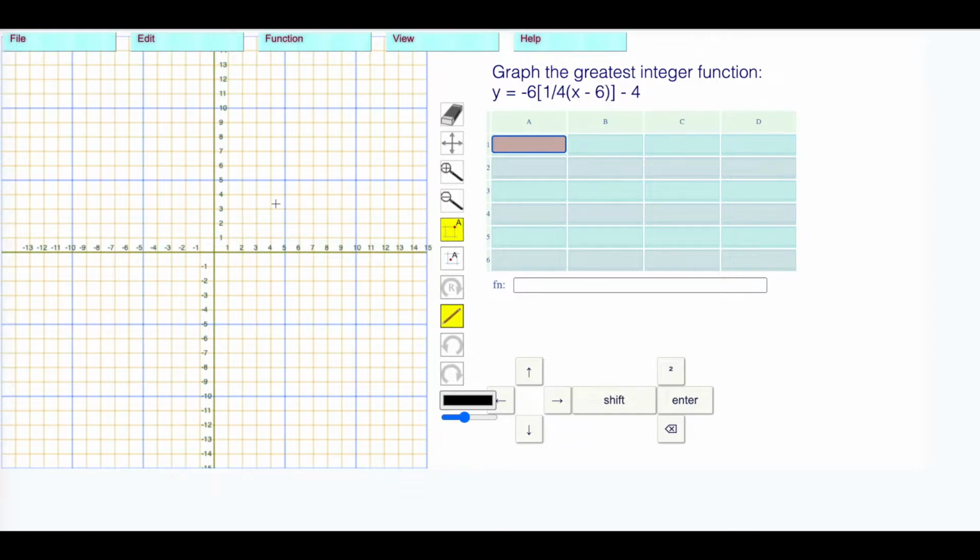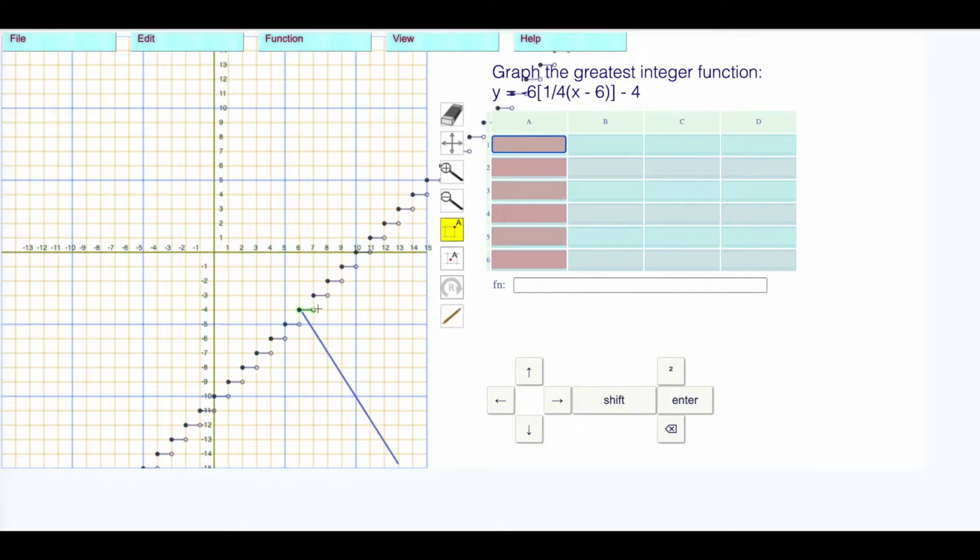We have +6, -4 right here. I'm making a line that has a slope of -6/4. So I'm going to go over 4 and down 6. B is 1/4, so I'm going to move that over 1, 2, 3, 4. And the A is -6, so -1, 2, 3, 4, 5, 6.